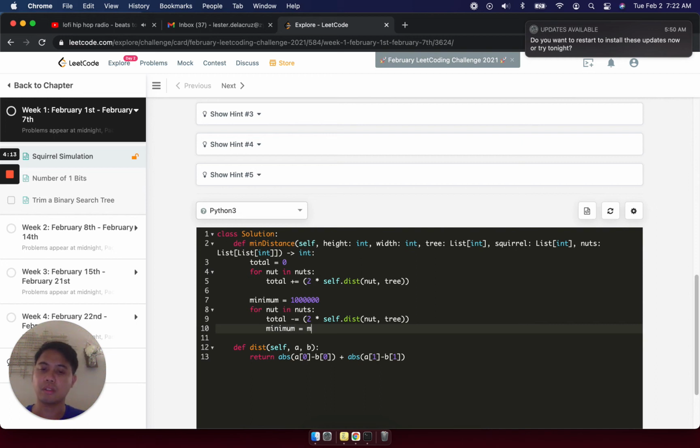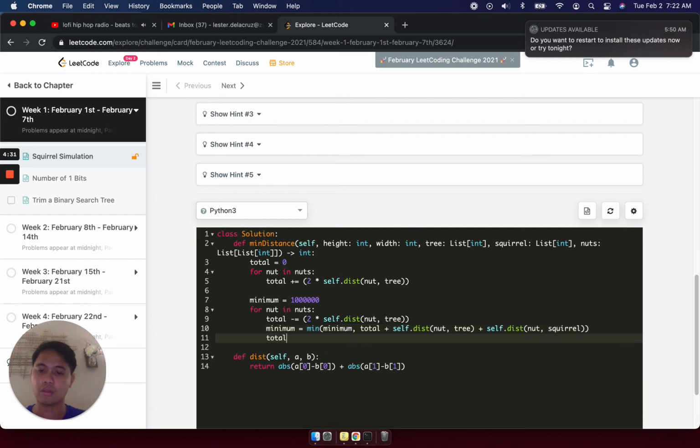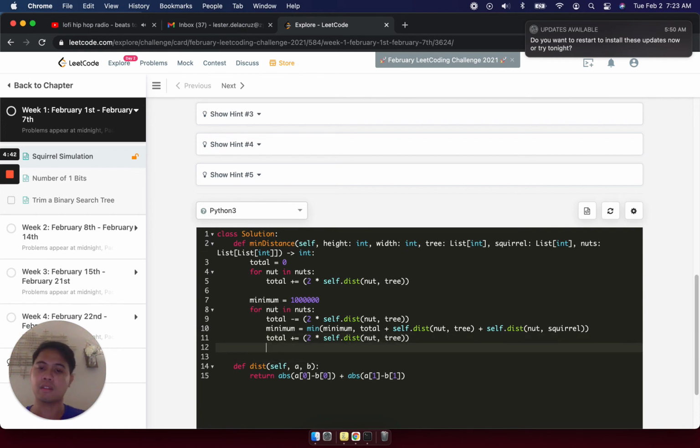and then minimum would equal the minimum of total plus self.distance(nut, tree) plus self.distance(nut, squirrel). Put the total back into the original so we can move on to the next one. And then by this point we should get the minimum.